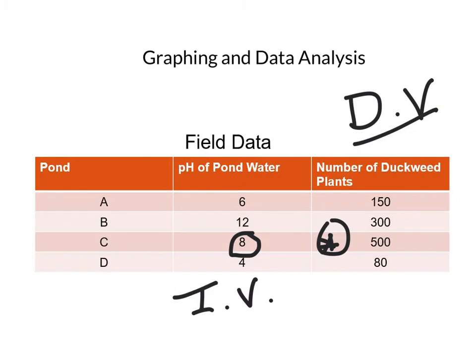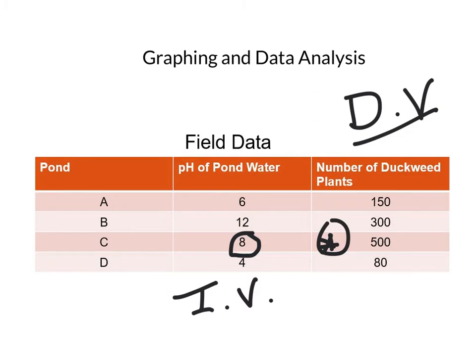So from there, this could be a springboard basically for another experiment. I could hypothesize that duckweed plants prefer a pH of 8. So my hypothesis would be, if the optimum pH for duckweed is 8, then it would produce the most number of plants. So then from there, I could set up pond water with different pHs and see if, in fact, the pH of 8 produces the most number of duckweed plants.